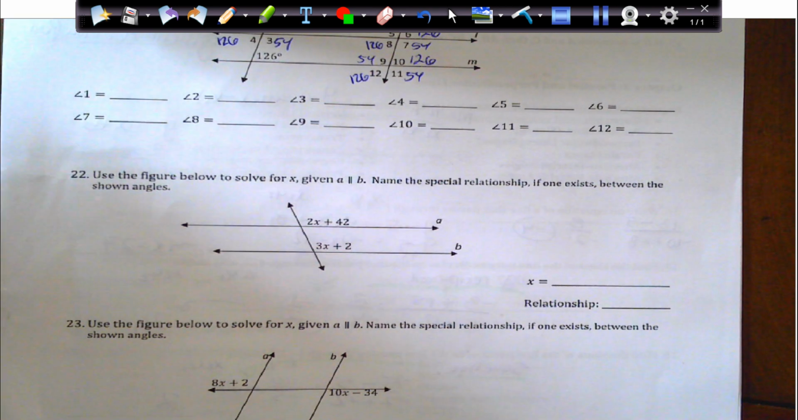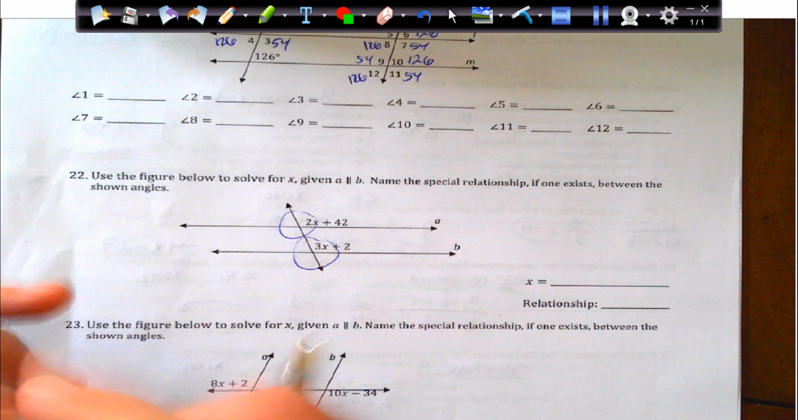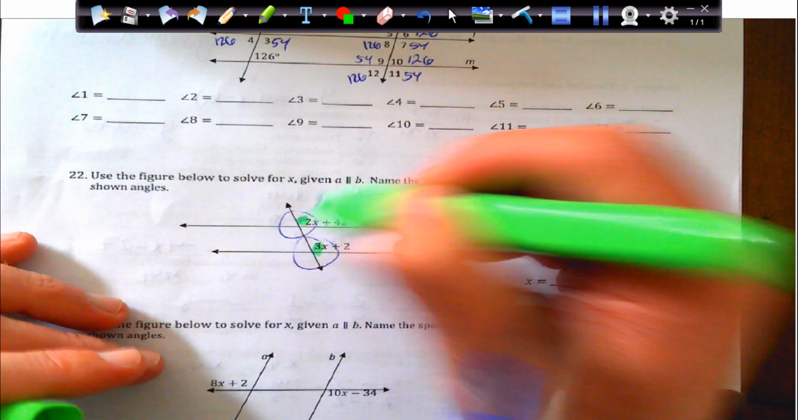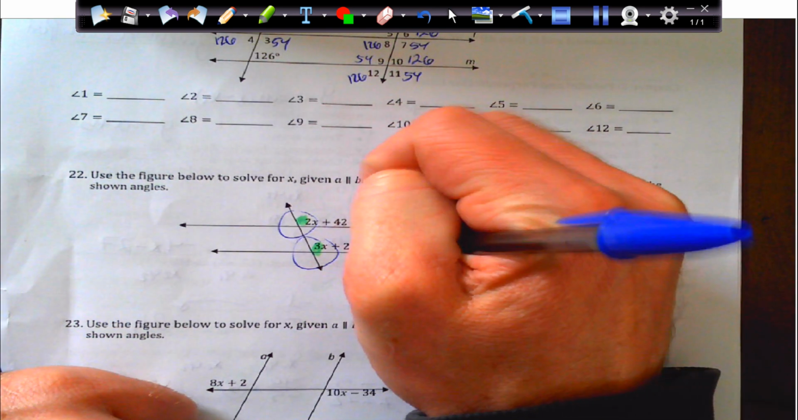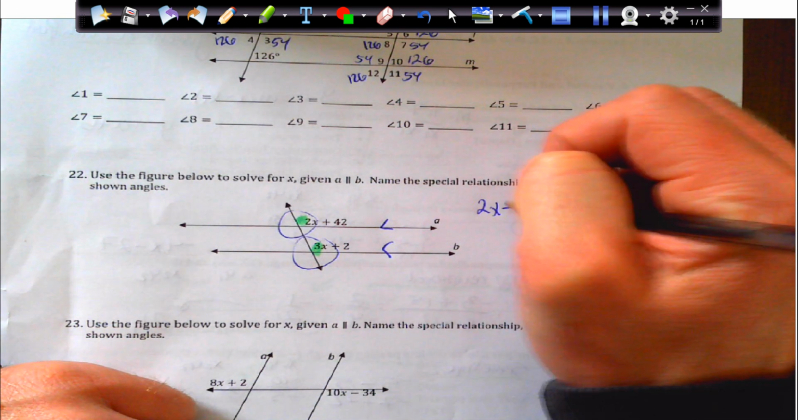Number 22, what kind of angles are these? Well, we just talked about it. If we are sitting at a table, they're both in the top right of their table. This is corresponding. If it's told me that these are parallel, I can set these equal to each other, and I can solve.